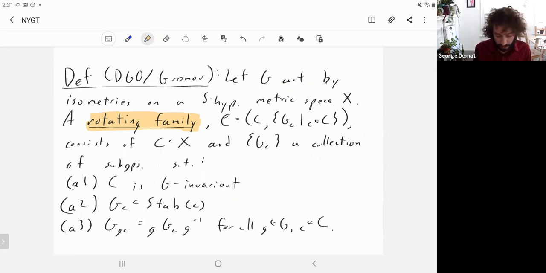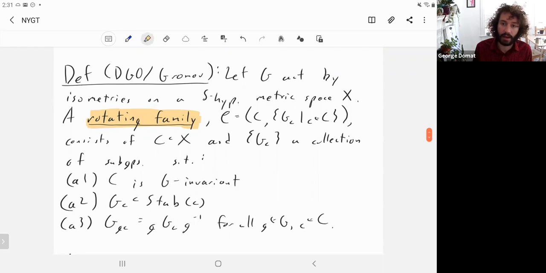So first, to just be rotating, this set C has to be G invariant. And then we know that each of these G_c has to lie in the stabilizer of the point c. And then there's this last kind of equivariance condition that if you move by g, G_{gc} is going to be the same thing as conjugating by g. Right? And this is really where the normal closure comes from. It's because you satisfy this condition, when you look at the group generated by all of these, you're actually looking at the normal closure of the G_c's.